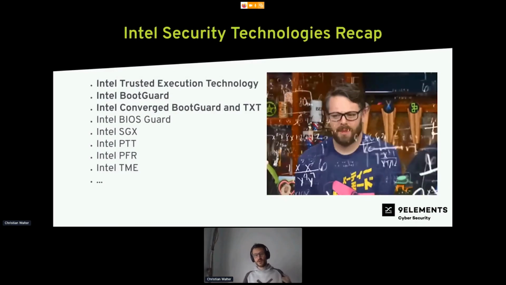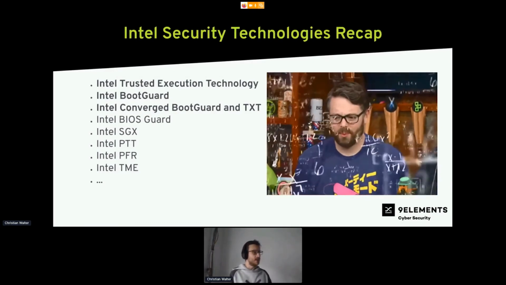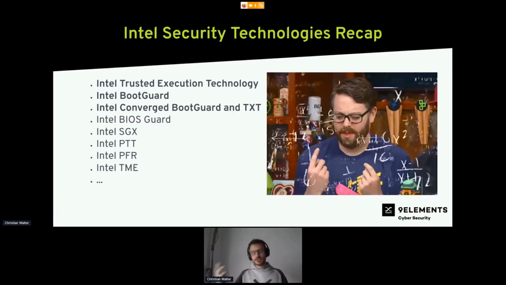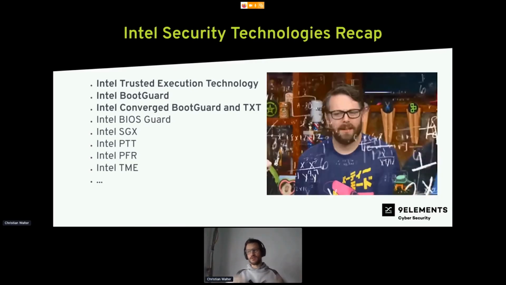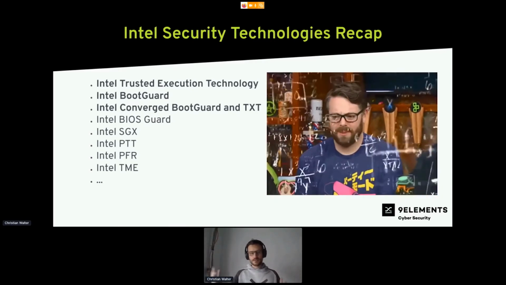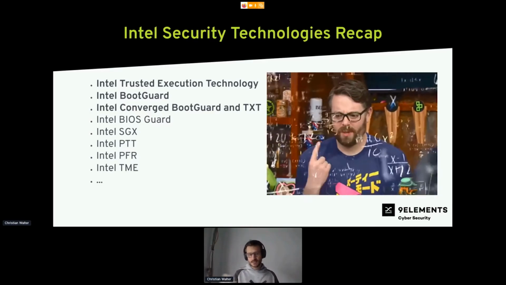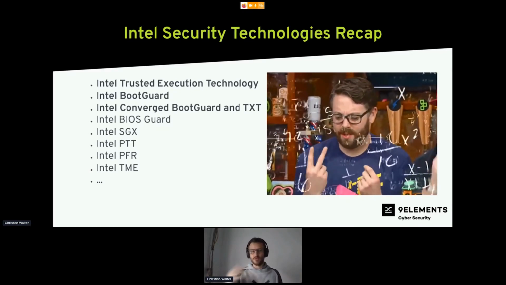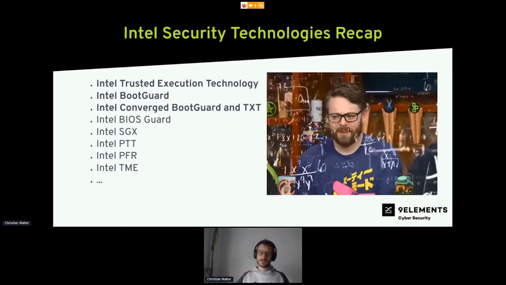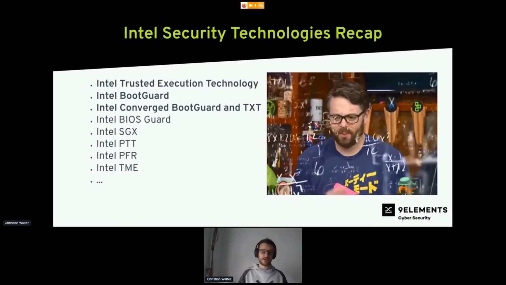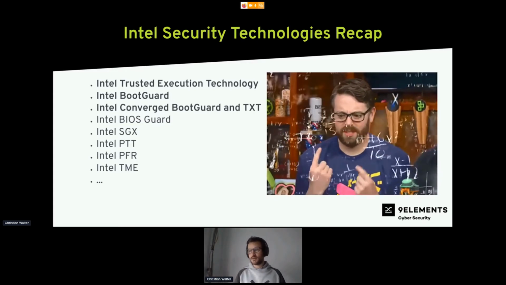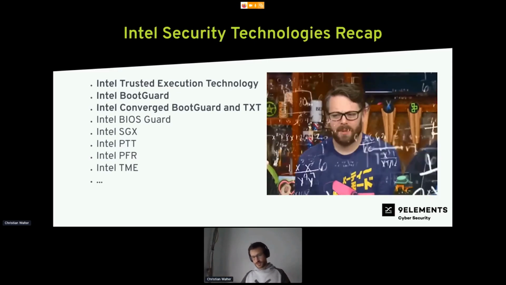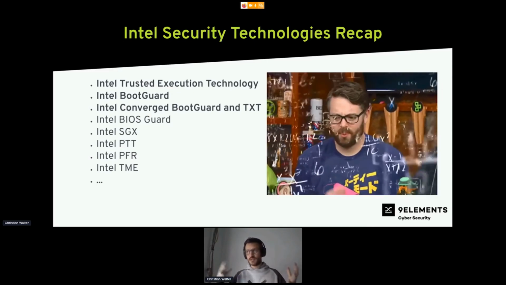So a small recap about Intel security technology, right? Intel has released a couple of security technologies which live partly in the firmware, or in hardware, or in the OS. The most prominent are Intel TXT, Intel Trusted Execution Technology. You've got Intel BootGuard. You get both merged together as Intel Converged BootGuard and TXT. There's something like Intel BIOS Guard, there's SGX, there's PTT, there's PFR, there's TME, and then I guess there are other three-character abbreviations out there. So there's a lot of stuff going on, and there are a lot of different technologies, and all these technologies need different things.